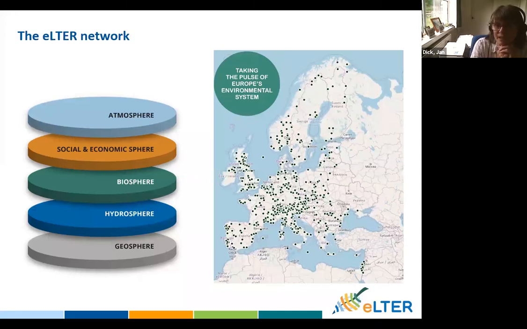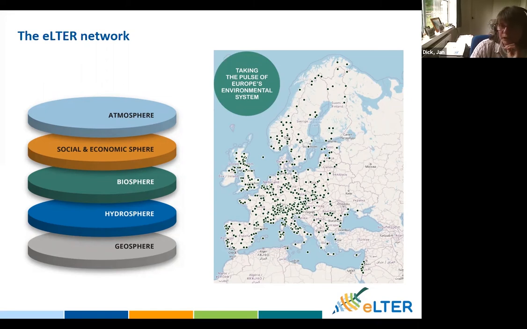To think about this in the context of the eLTER network, this is a network of sites across Europe where the sites are attempting to look at the atmosphere, the social and economic sphere, the biosphere, the hydrosphere, the geosphere, all of these different areas, all of these different aspects of the environment. And these networks are national networks primarily funded by national funding. So they all have their own national perspective, but they also want to look out beyond their national perspective because so many of the problems are global.